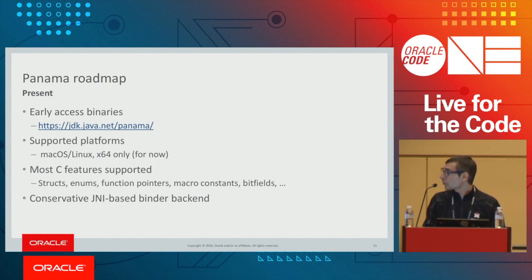So where we are now, I'm very pleased to announce that as of two days ago, I think, we managed to release binary snapshots so that you can just download and try them out. Unfortunately, we only support macOS and Linux x64 for now, so the platform support is limited. More will come. And we support most of the C features except for the very exotic ones. For example, if you want to model a function-like macro, there's no support for it in Panama, so you will have to roll your own. The backend that we are using in this binary snapshot is the conservative JNI backend that gives you slightly better performance than JNI, but not that much. We are still working on getting the other, more performant backend in shape.